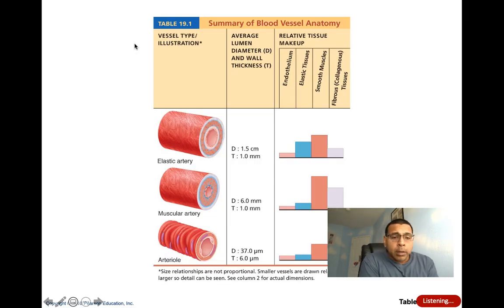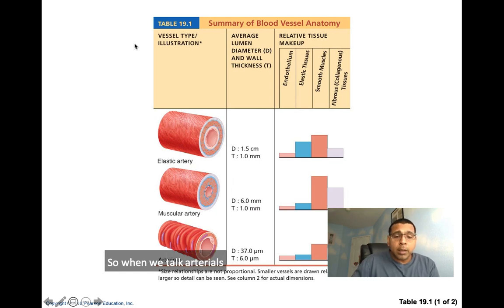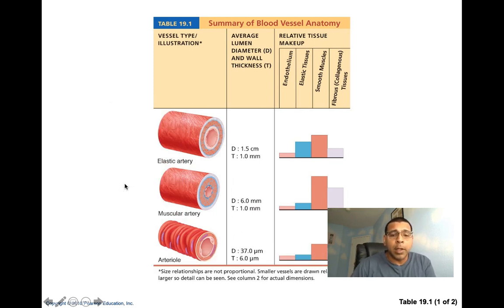So when we talk arterioles, arterioles are the smallest of the arteries. Here we can appreciate the arterioles. Their function is to determine blood flow into capillary beds. Arterioles will respond to neural, hormonal, and local chemical influences. When we talk about their structure, they have a lumen diameter that ranges from about 0.3 millimeters down to about 10 micrometers, so very small.